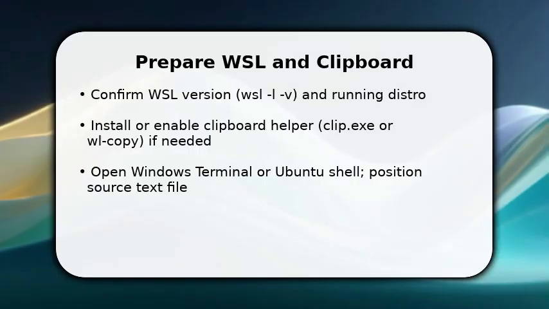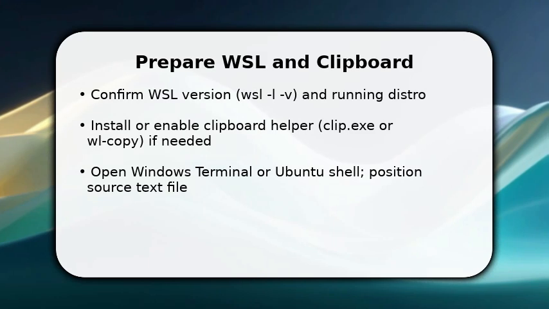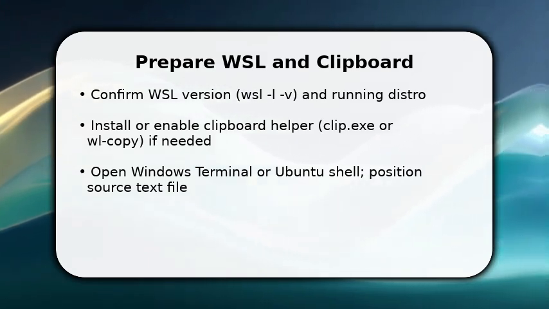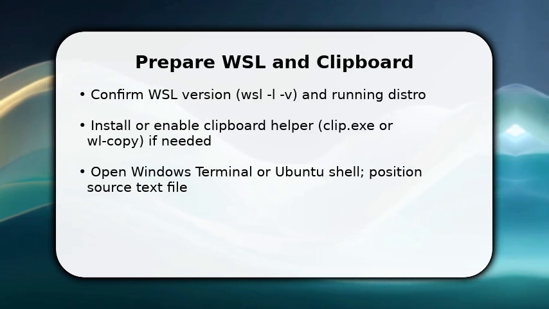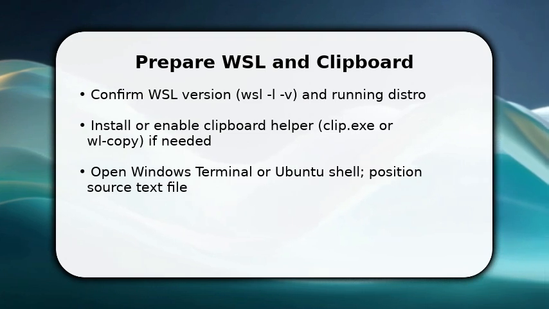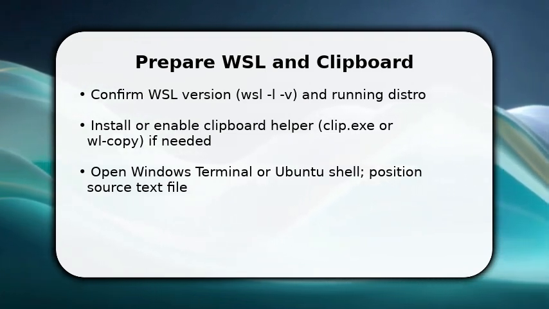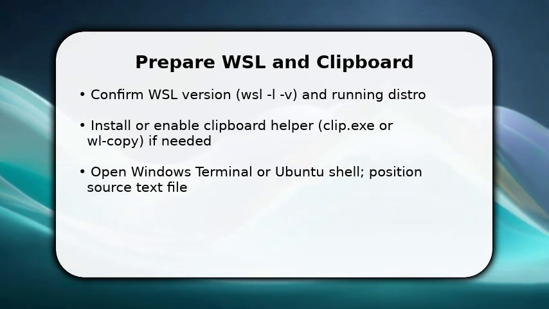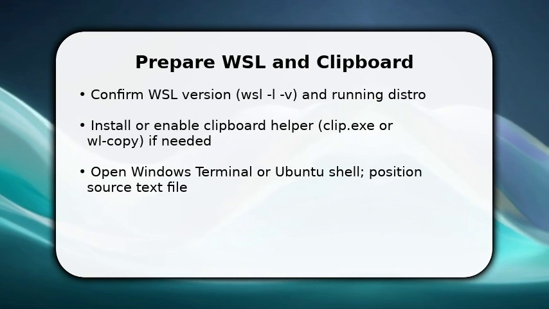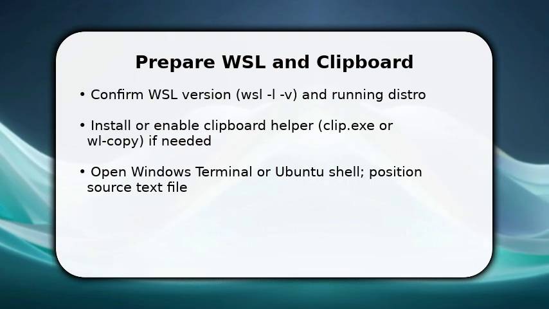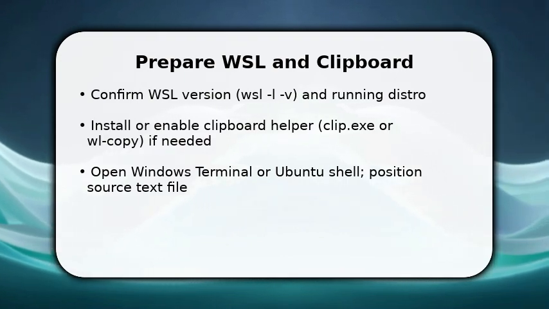Enjoy the video. You start by making sure WSL and the clipboard helper are ready. Check your WSL distro and version with wsl -l -v so you know whether to use clip.exe or a Linux helper. Once done, open the Windows terminal or your distro shell and locate the file or text you'll copy. Make sure you have permissions to read the source and that you're working in the correct directory. This prevents copying the wrong content and saves time when you paste.